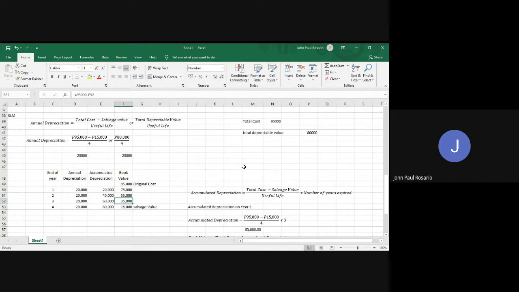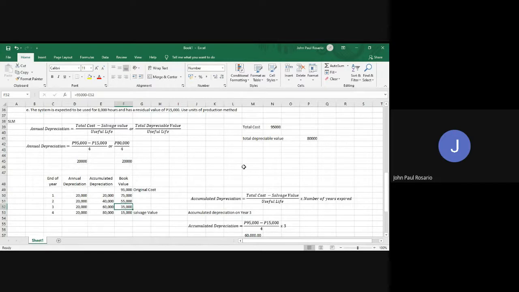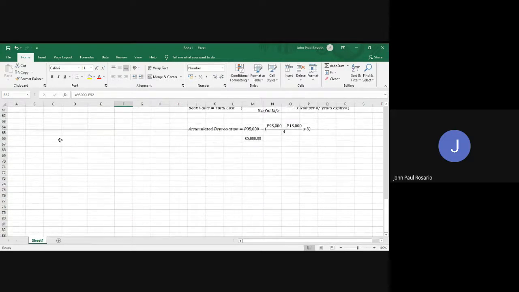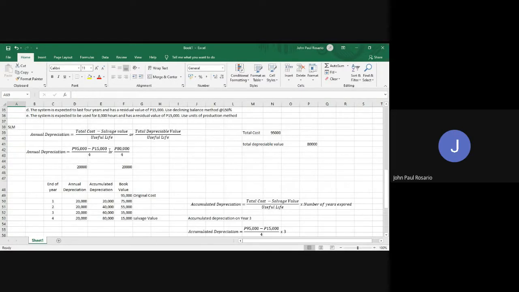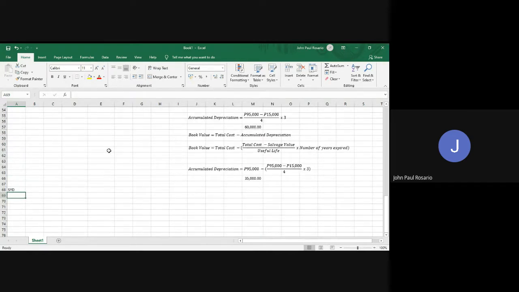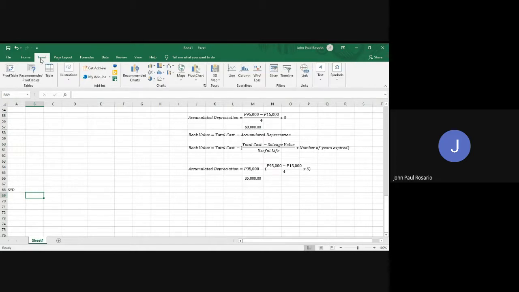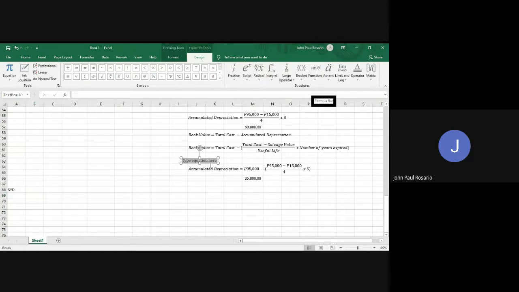So with that, we're done with the straight line method. Next, we'll be discussing the sum of the years digit method, or SYD. For SYD, it is still the same: you have to solve for your total depreciable value, which is the same, 80,000. After getting your total depreciable value, you'll now have to compute for the SYD, or the sum of the years digit.